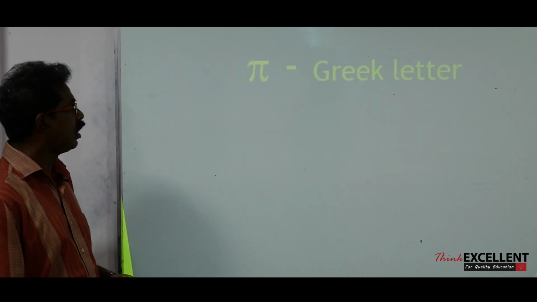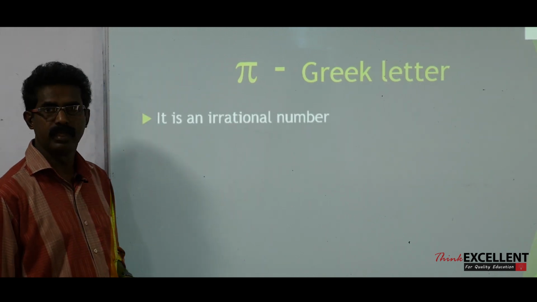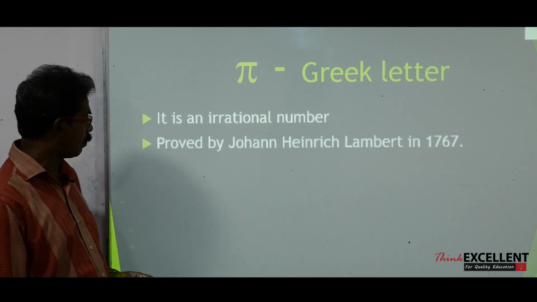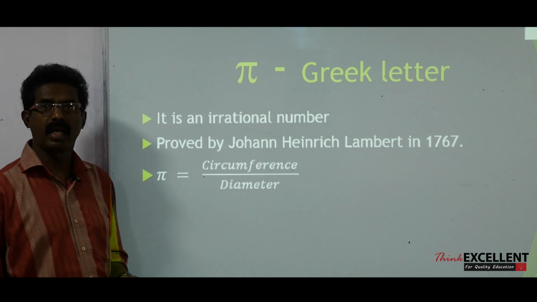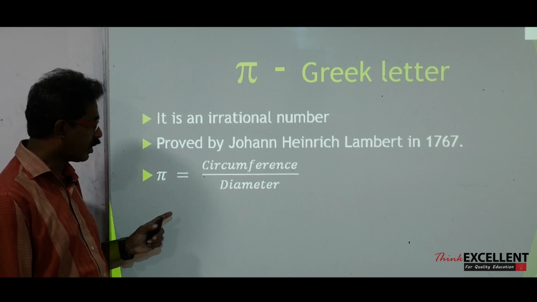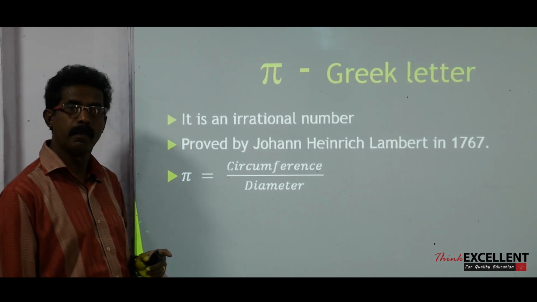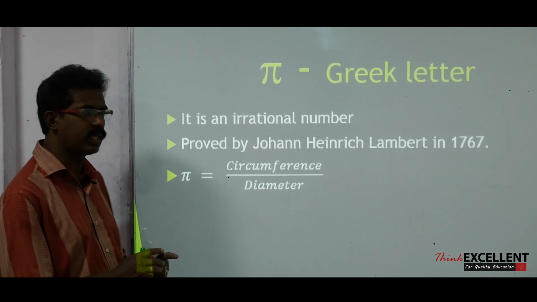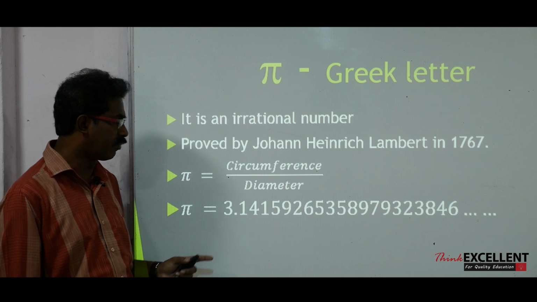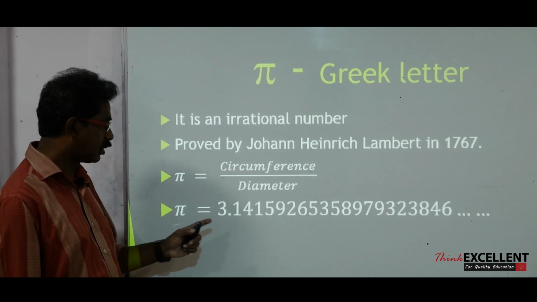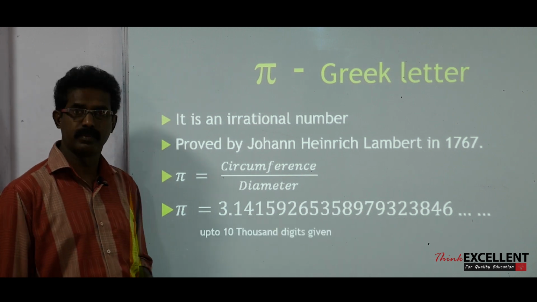Now let us see something more about pi. It's an important thing. Pi is a Greek letter and it is an irrational number, proved by Johann Lambert in 1767. And how do we calculate pi? Circumference by diameter. Circumference is 2 pi r, diameter is 2r. So if you cancel, you will get pi. If you take different circles and calculate, you will get different values. It won't be a fixed value, but it is approximately equal to 3.14159265 and so on. So it is not terminating, it is not recurring. That is why we say pi is an irrational number.